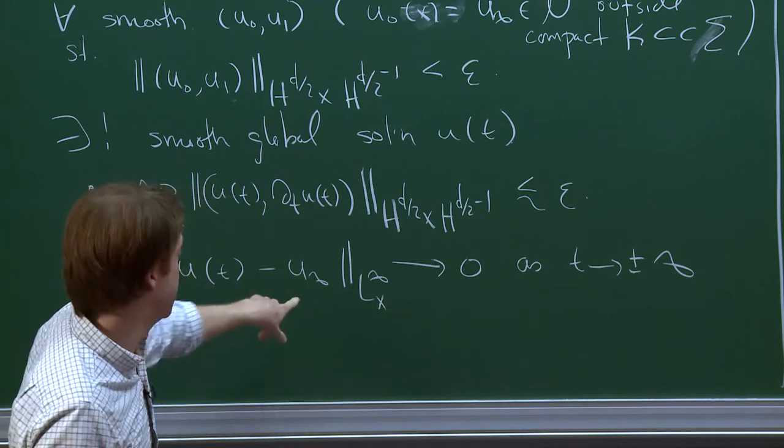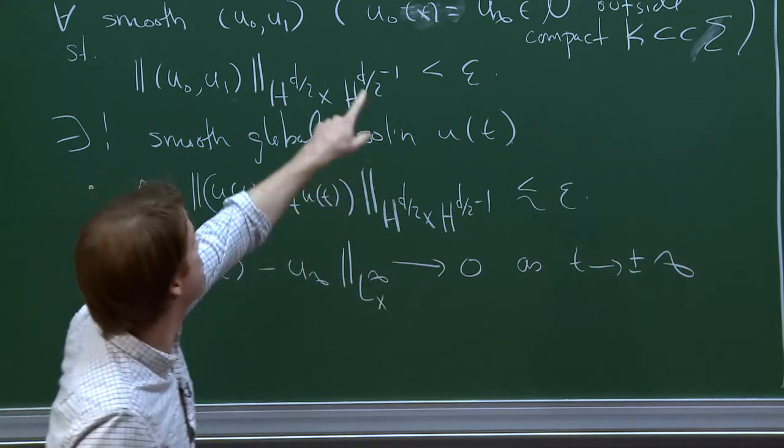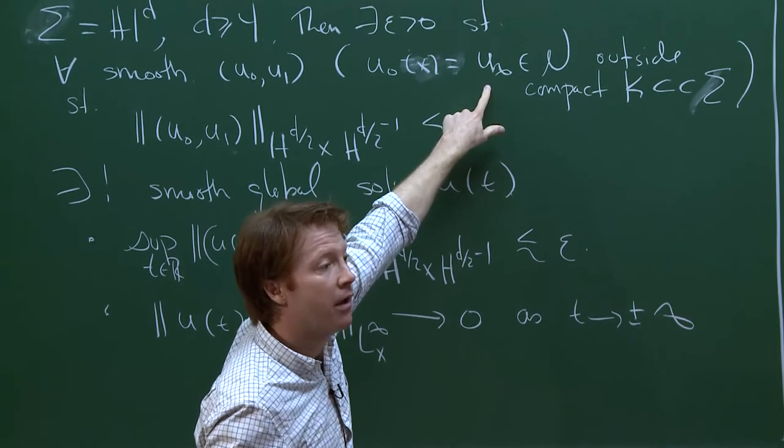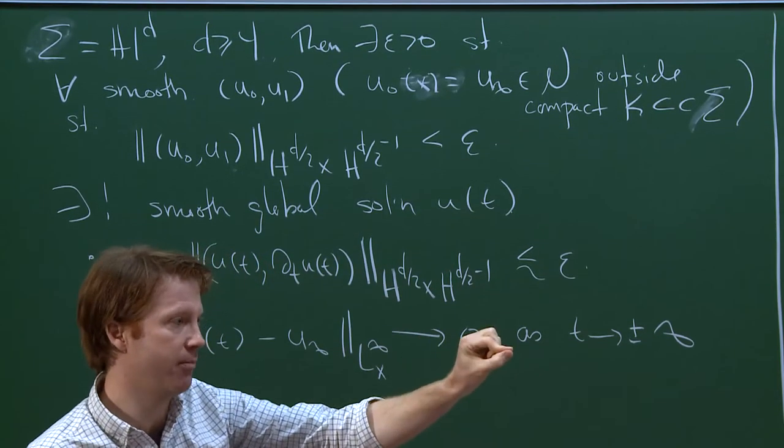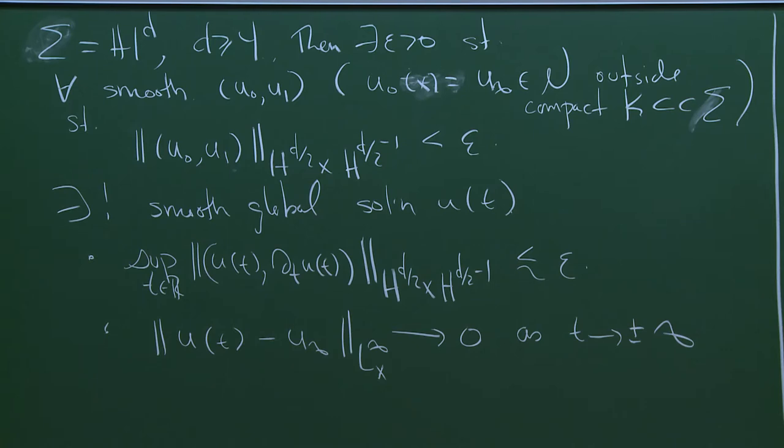This is a constant map. So this is measured in L infinity. So yes, it's given by the initial data. Oh, okay. So the solution converges to a constant, just to a point on the target as t goes to infinity.